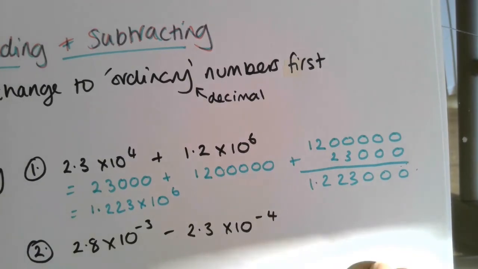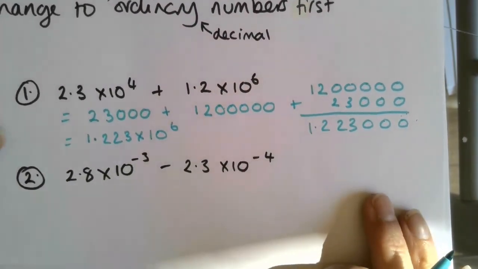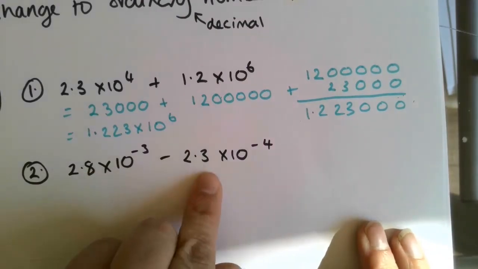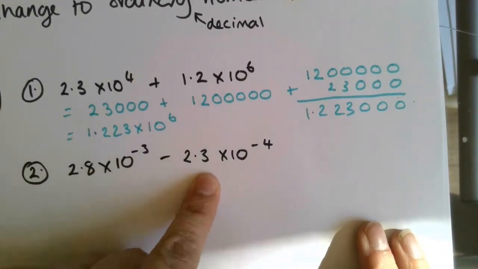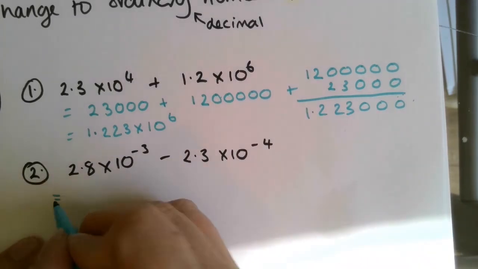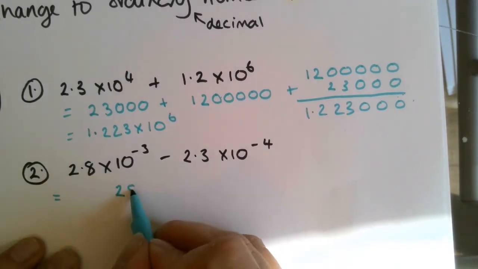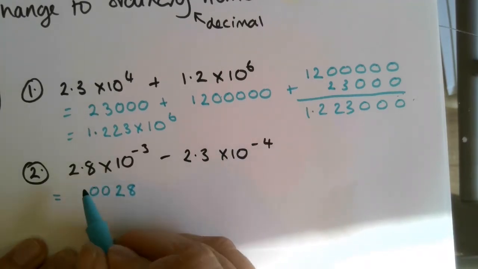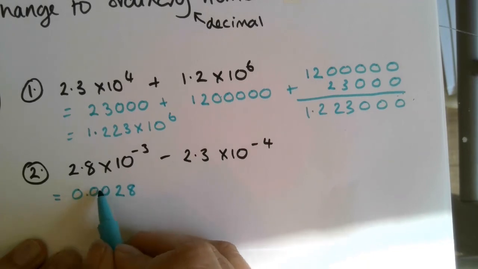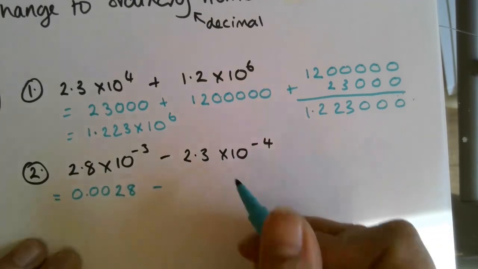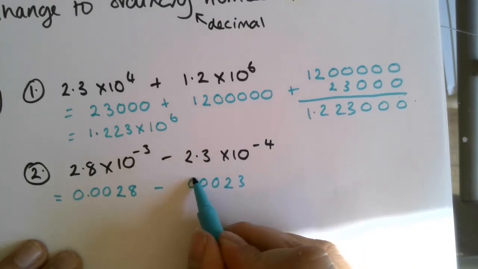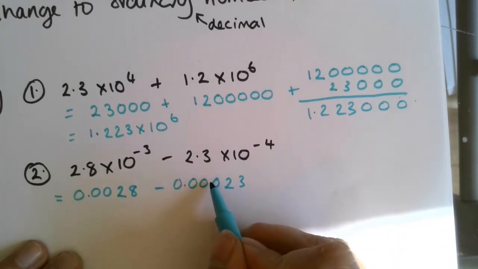Right, next one. We've got 2.8 times 10 to the minus 3 take away 2.3 times 10 to the minus 4. Again, we need to write as ordinary numbers first of all. So 2.8, I take out my decimal and I move it 3 places. 1, 2, 3. 1, 2, 3, yep. Take away 2.3 times 10 to the minus 4, put my 2 and my 3 down, and I have to move my decimal point 4 places. So 1, 2, 3, 4. Check it. 1, 2, 3, 4.